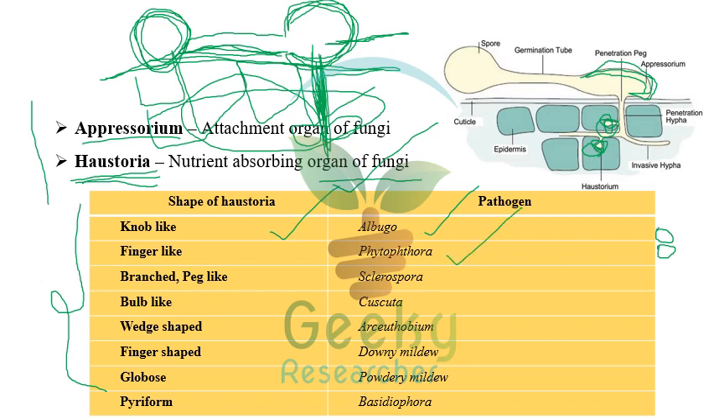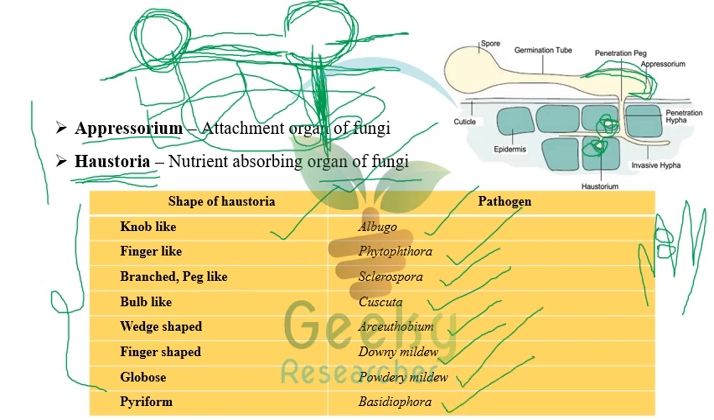Finger-like haustoria is produced by Phytophthora. See, finger-like like this. Branched or peg-like haustoria is produced by Sclerospora. Bulb-like haustoria is produced by Cuscuta. Wedge-shaped haustoria is produced by Arceuthobium. Whereas finger-shaped haustoria is produced by downy mildew. Powdery mildew produces globose-shaped haustoria, and pyriform haustoria is produced by vegetative.